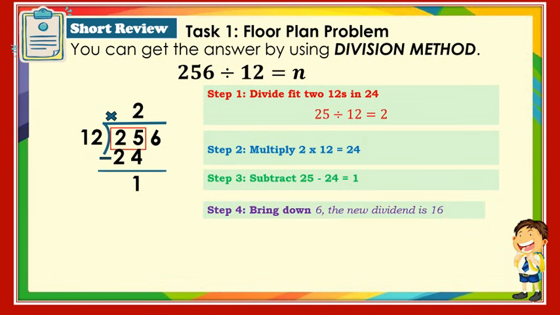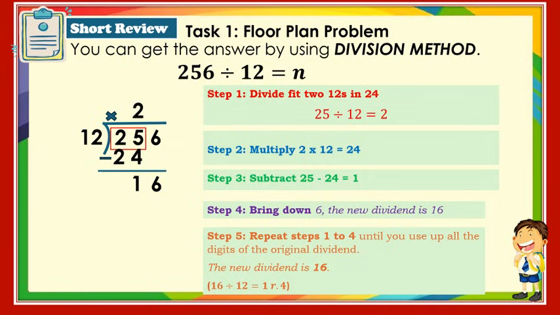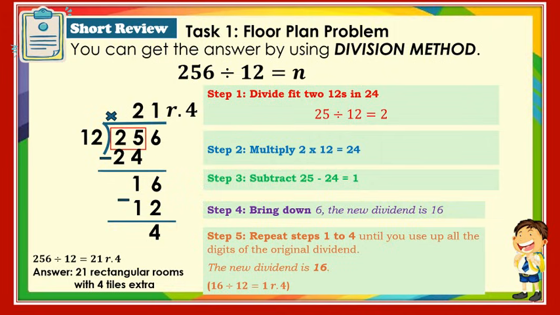Then repeat steps 1 to 4 until you use the digits of the original dividend. So 16 divided by 12, we have 1. 1 times 12, we have 12. Subtract 16 minus 12, the answer is 4. So our answer is not exact since we have a remainder of 4. There's an extra 4 tiles. Therefore, our final answer is 21 remainder 4. So 256 divided by 12 equals 21 remainder 4. The answer is 21 rectangular rooms with 4 tiles extra.